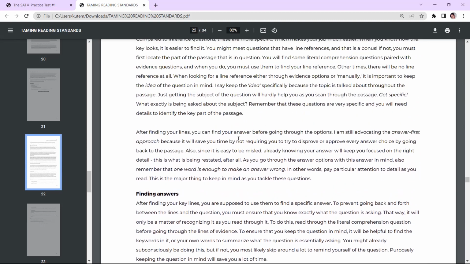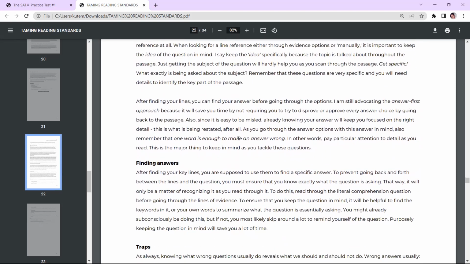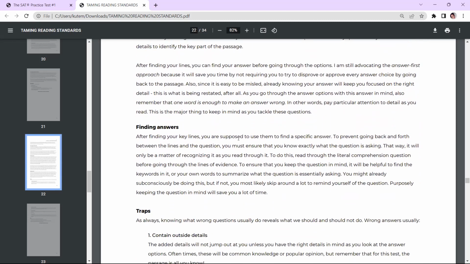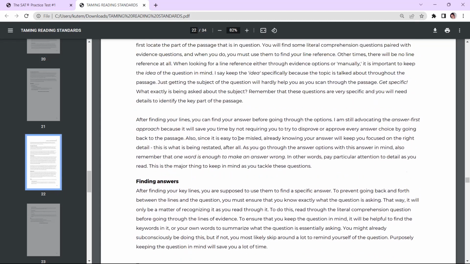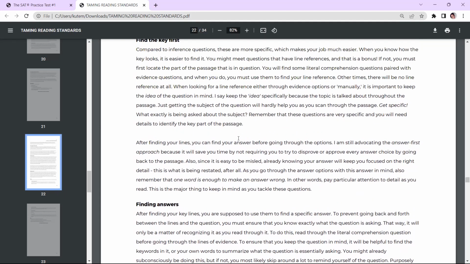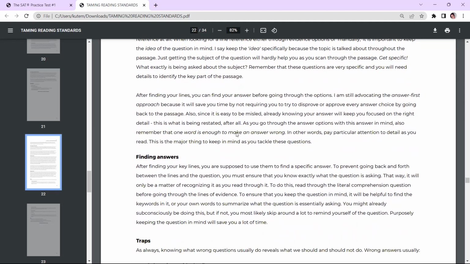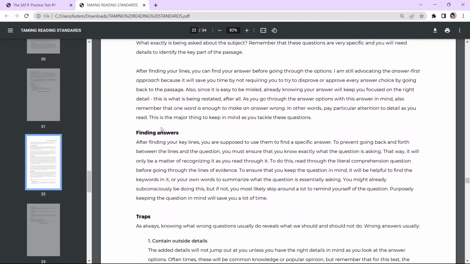Okay. So first thing, find the key first. Know what exactly you're looking for before you look at it, because there's going to be all these other details that do not answer the question. So you're filtering them out by keeping that question in mind. And then the next thing is finding answers. Okay, so you know what you're looking for. You're looking for something that's true about mothers.